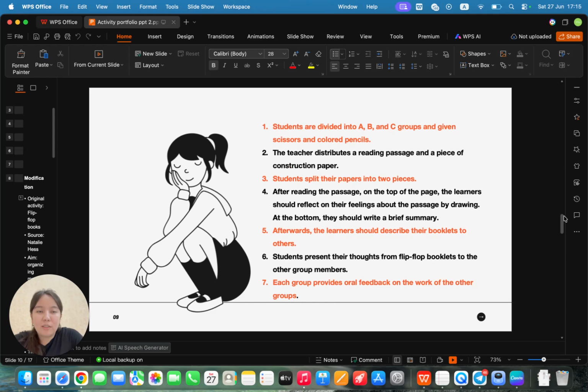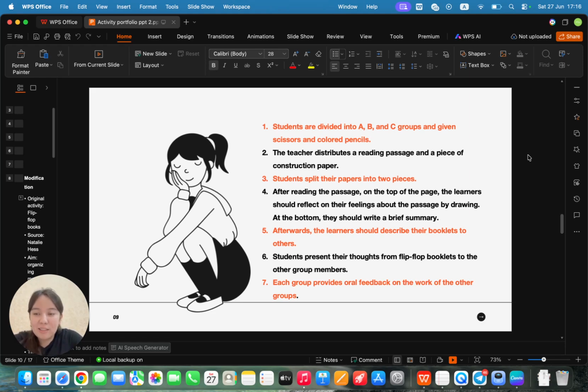Procedure of this activity: students are first divided into 3 groups, like A, B, C groups, and given scissors and colored pencils by the teacher. The teacher distributes a reading passage and a piece of construction paper. Students split their papers into 2 pieces. After reading the passage, on the top of the page, the learner should reflect on their feelings about the passage by drawing. At the bottom, they should write a brief summary.